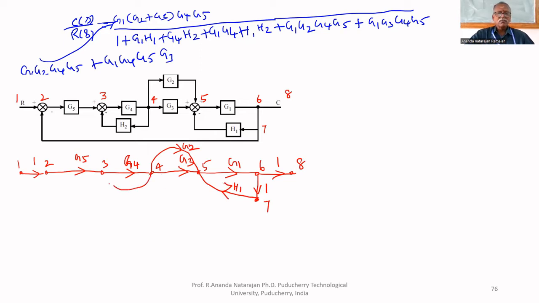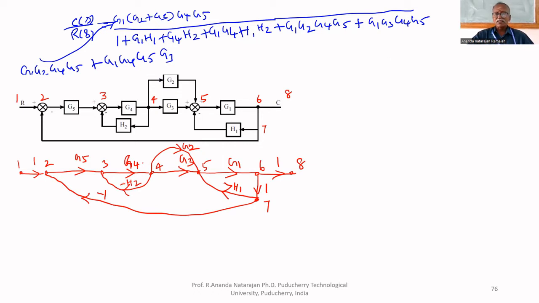4 to 3. That is also minus H2. 7 to 2. One more feedback. 7 to 2, that is minus 1. That's all. This is the given signal flow graph representation of the given block diagram.